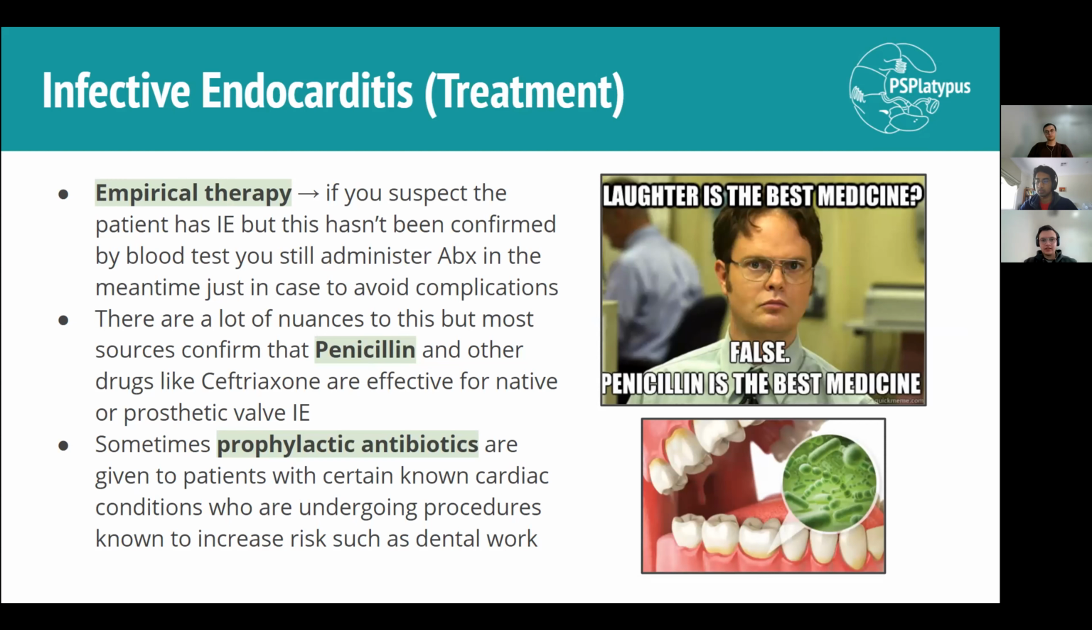but I did a little bit more extra research, and there are so many nuances to this. There are a lot of criteria you can use. The medication will depend on your clinical expertise most of the time, but a lot of the sources will confirm that penicillin is generally the one that's most prescribed, and you can add on drugs like ceftriaxone, because these are really good for both native or prosthetic valve IE conditions.